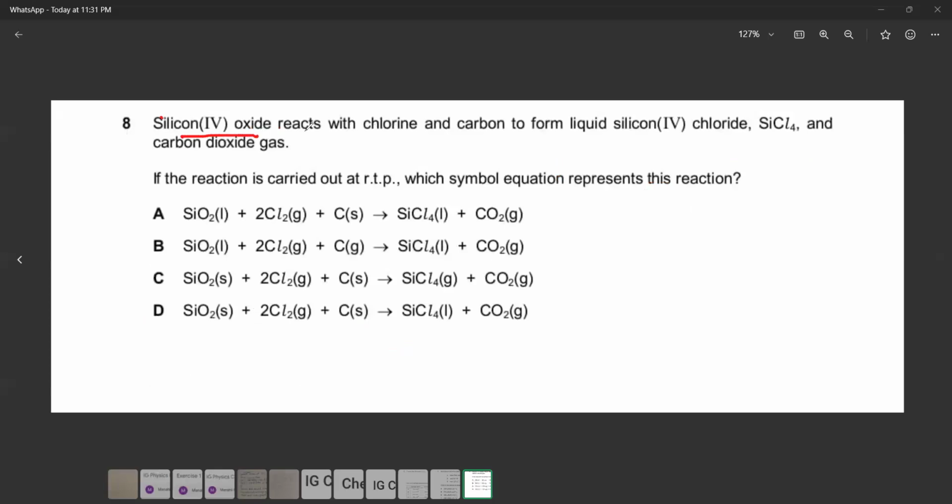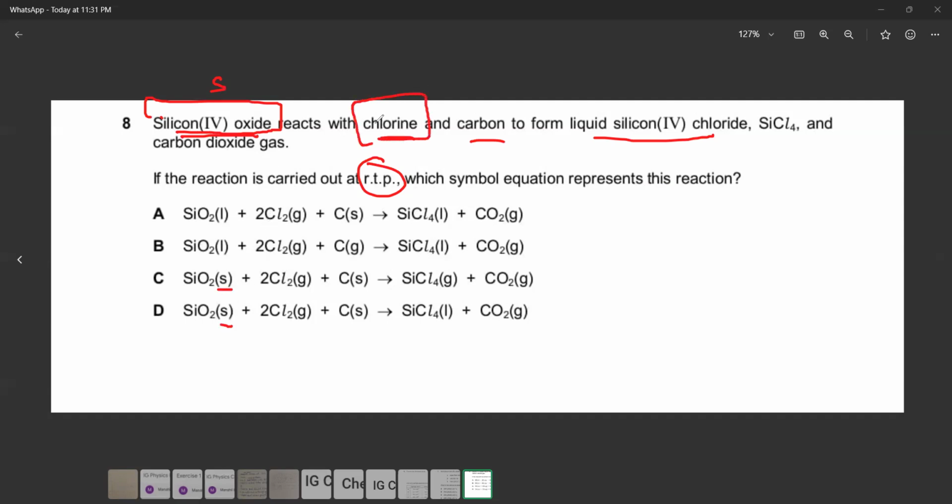Silicon 4 oxide reacts with chlorine and carbon to form liquid silicon 4 chloride and carbon dioxide. If the reaction is carried out at room temperature and pressure, which symbol equation represents this reaction? So silicon oxide at room temperature, what is the state of silicon oxide? Because it's RTP, at room temperature it is solid.